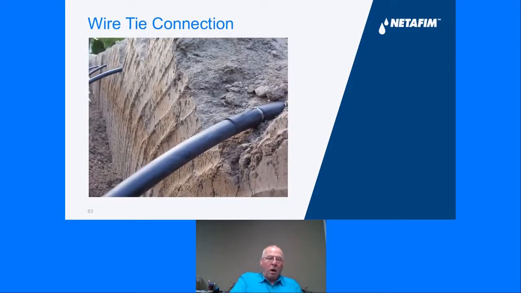Anyway, our wire tie connection here, this is a wire tie connection. When we cut that trench, we lay these pipes down in the ditch first. That's the first thing that we do. We lay our main lines and our sub mains and our flush lines, and it's very important that they sit on a firm bed in the trench.